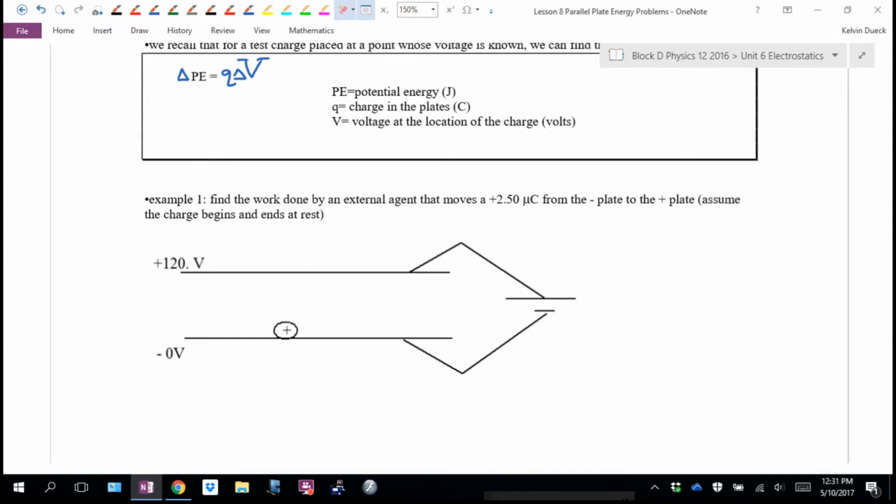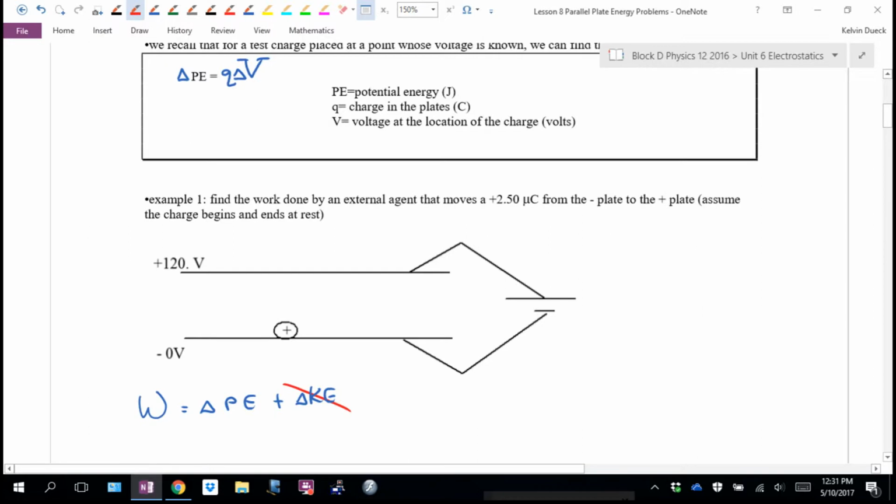Mateo, what does this question want me to find? Okay, so work is going to be change in potential plus change in kinetic. Oh, wait a minute. It says assume the charge begins and ends at rest. So, Renzo, no change in kinetic.